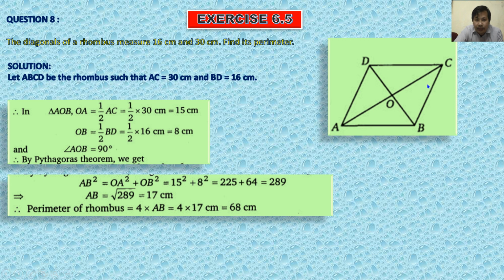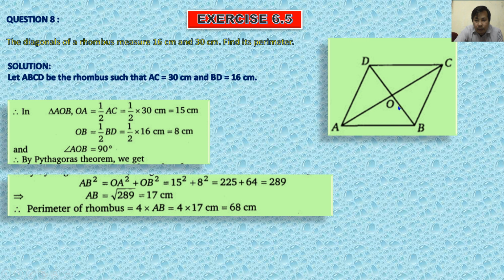Now OA is equal to half of AC. What is AC? Given here AC is 30 centimeter, so half of 30 centimeter is 15 centimeter. Now we get AO as 15 centimeter, and again you can see here OB.